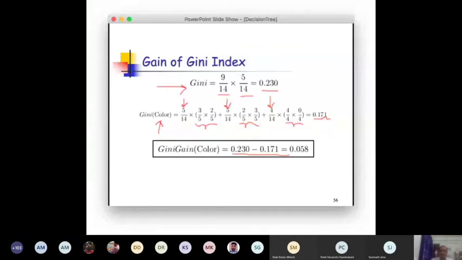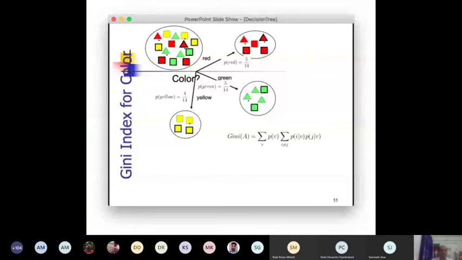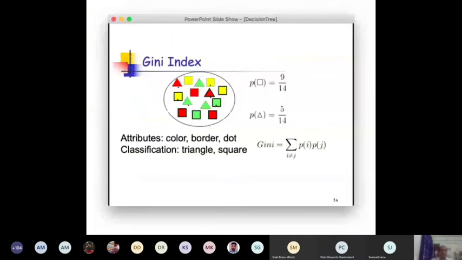Shape is not an attribute there. Shape is shown as a class. Okay, square and triangles, they are representing classes. That's why we are showing with square and triangle. If you go through that, you see the classification, triangle and square. So these are the classes. That is the definition, whereas attributes are color, border, dot.